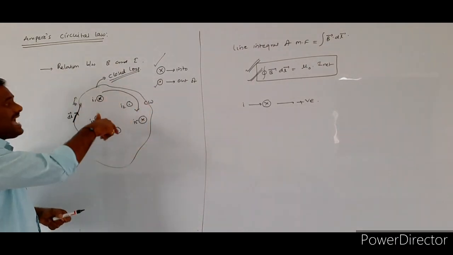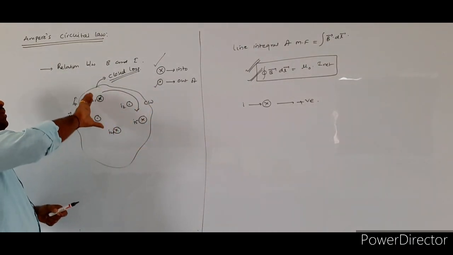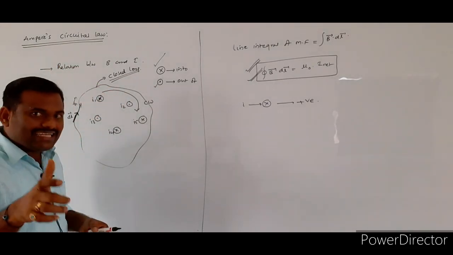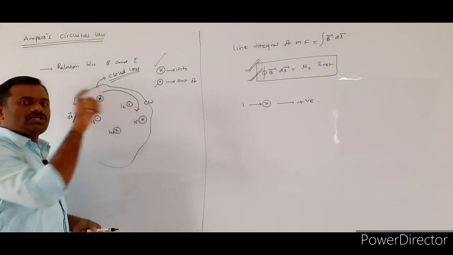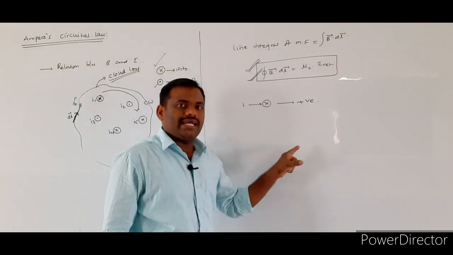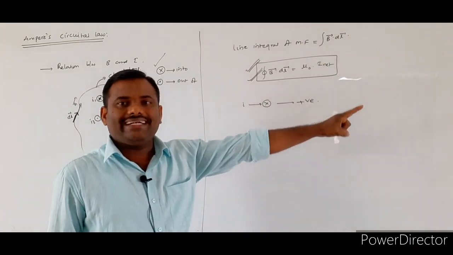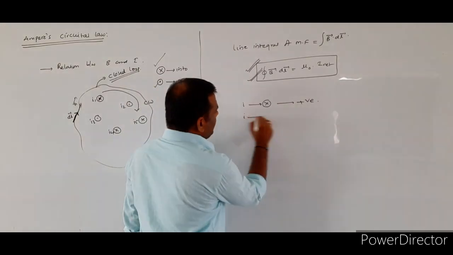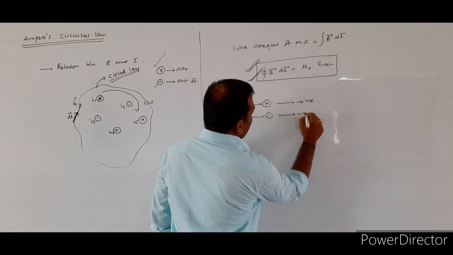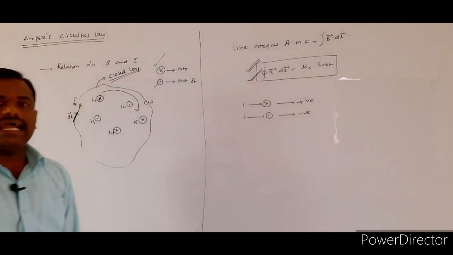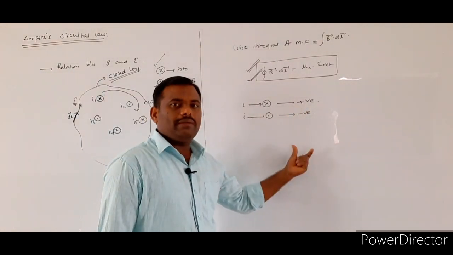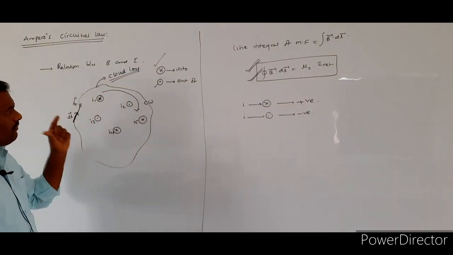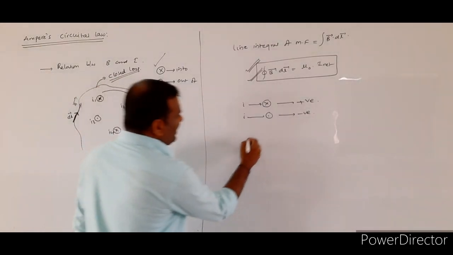So according to this diagram, what I drew on the board, the curling of fingers takes place in the clockwise direction. During that time, the thumb is acting inwards, so whatever currents exist in the inward direction will be taken as positive. And the currents which are acting out of the plane of the paper will be treated as negative. Now, if you look at the diagram, five different currents are there. So, I will write I net.